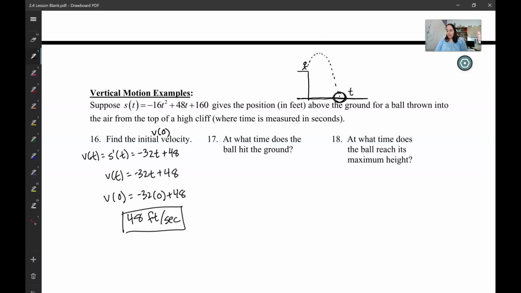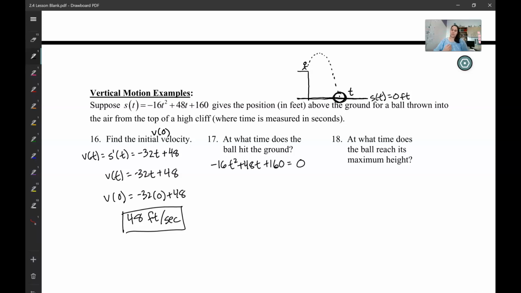If we think about this, when the ball hits the ground, that's when the position s of t equals 0 feet. Up here it would be some feet in the air. Here it would be like 2 feet off the ground. When it hits the ground, the position is at 0 feet. So I'm going to take my position equation and set it equal to 0.